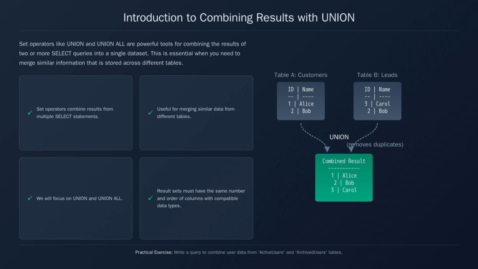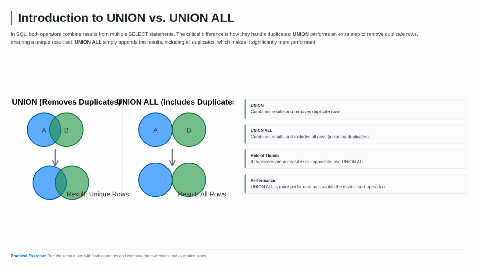Excellent. Now let's switch gears to our second topic, specifically union and union all. These operators are used to combine the result sets of two or more select statements into a single result set. This is incredibly useful when you have data of a similar type spread across different tables. Here's the critical difference. Union scans the combined results and removes any duplicate rows, giving you only unique entries. Union all simply appends the second result set to the first, duplicates and all. Because it doesn't have to do the extra work of checking for duplicates, union all is significantly faster.